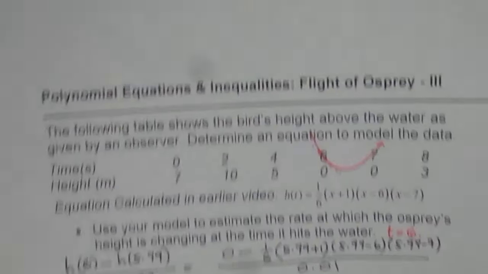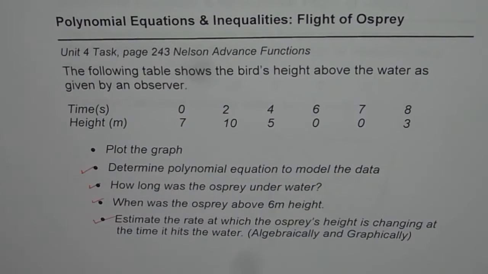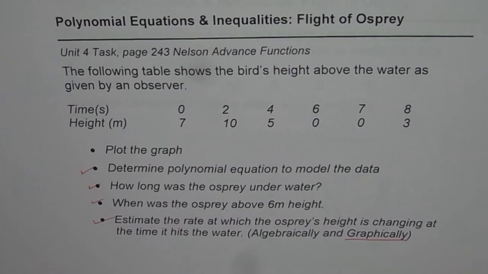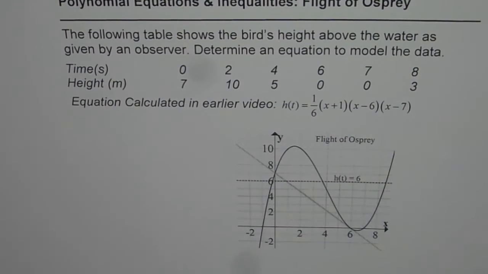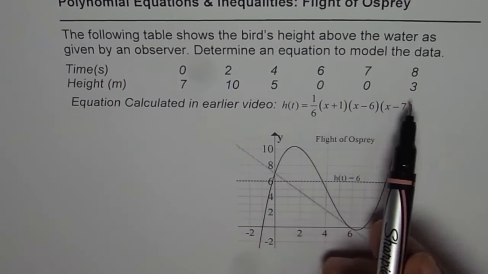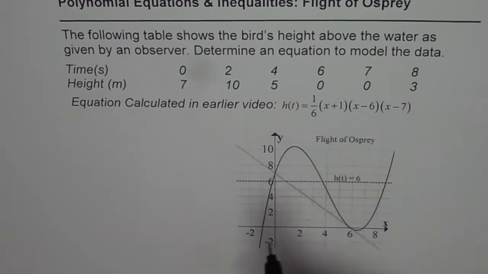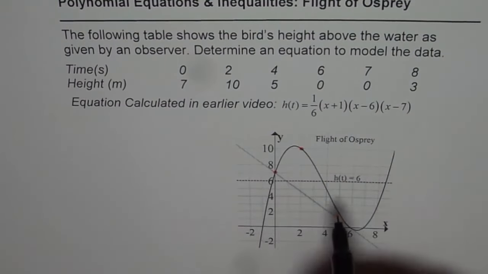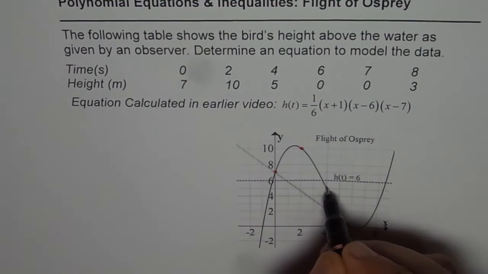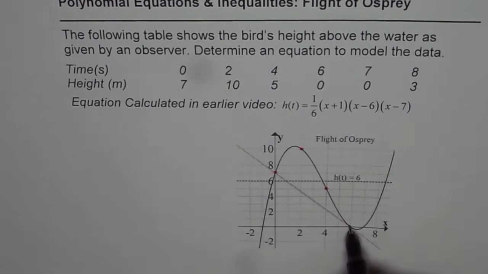And now we are almost at the end, and we will now show you the graph. The last part is the same question, but graphically, right? So we'll try to find the rate of change graphically, and this is the current topic of the video. So here is the graph for you. We have the same question, the same data, right? 0, 2, 4, 6, 7, 8. So at 0, we have 7, correct? At 2, we have 10. You can see that. At 4, we have 5. At 6, the point is 0. And at 7, again, it is 0. You can connect all these points and get your graph.